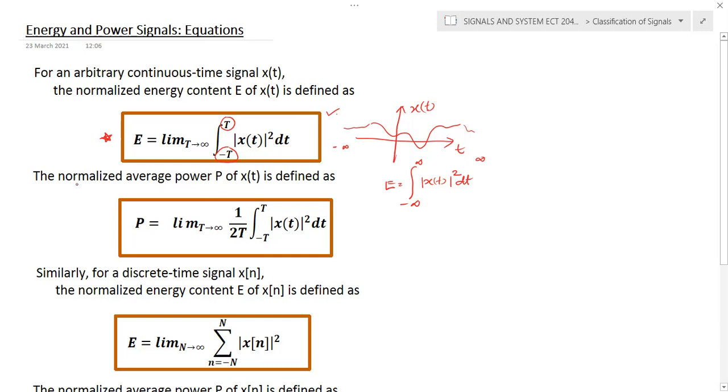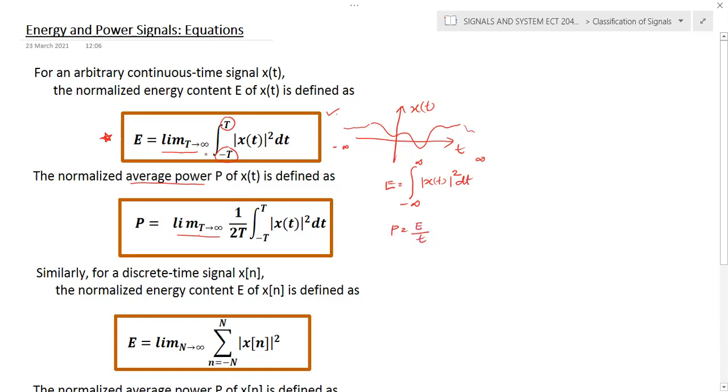When you calculate the power, the average power of the signal x of t can be calculated by using the formula limit t tending to infinity. So exactly the same thing. If we compare with the energy equation, there is an extra term which is 1 by 2t. So power is actually energy by time.